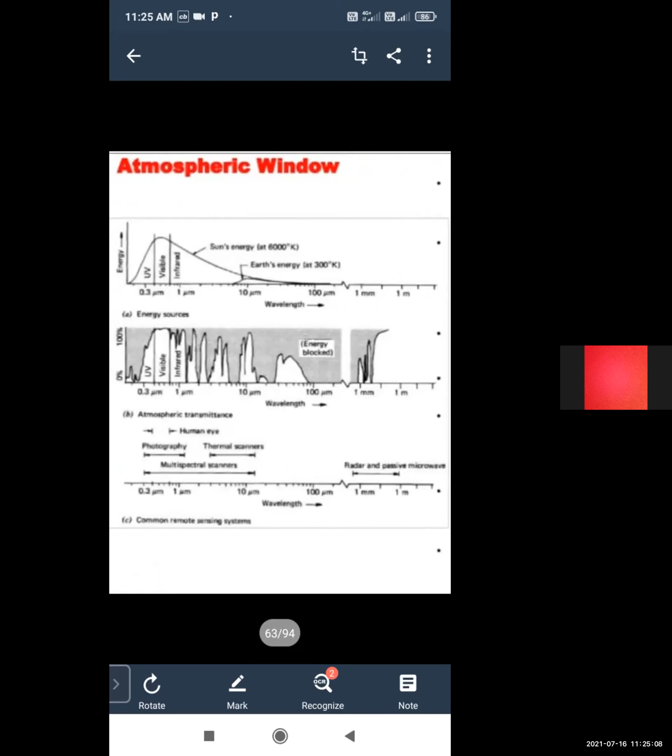So the remote sensing system is clear to everyone, and also electromagnetic radiation, electromagnetic theory, quantum theory, and atmospheric window. What is the atmospheric window? How does it work? Are all these points clear or not? If any doubts, please tell me. Ma'am, explain the atmospheric window once more.